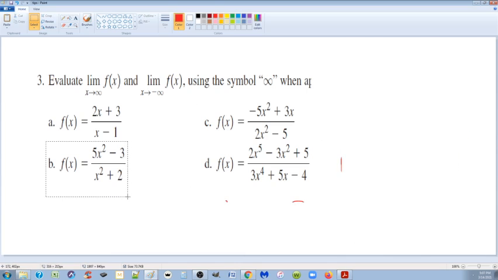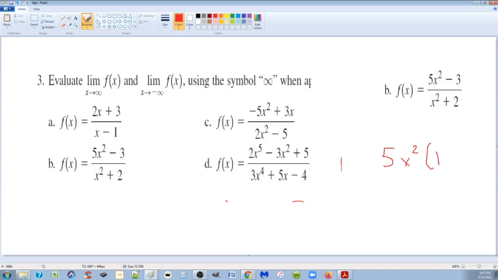Okay, let's look at this one, factoring. I can take a 5x squared. Notice, first of all, their powers are the same, so I'm going to have a horizontal asymptote that's based on their coefficients. But on the top, I can withdraw 5x squared, and I'm left with 1 minus 3 over 5x squared. And at the bottom, I can withdraw x squared, and I'm left with 1 plus 2 over x squared.